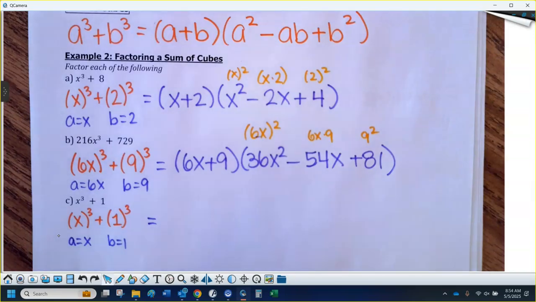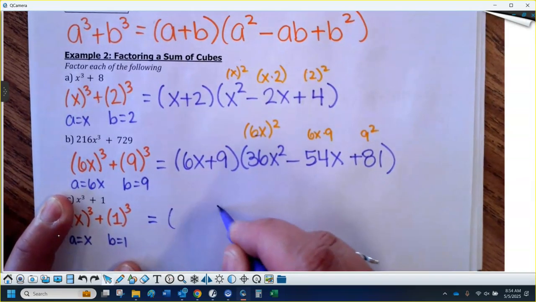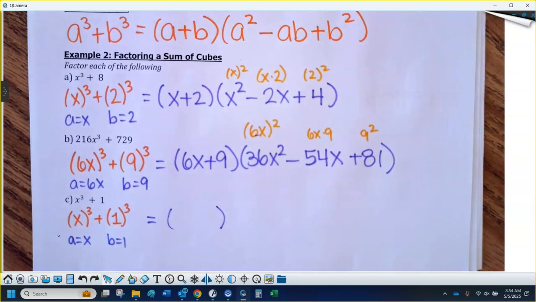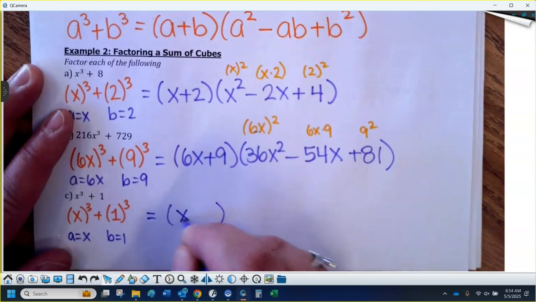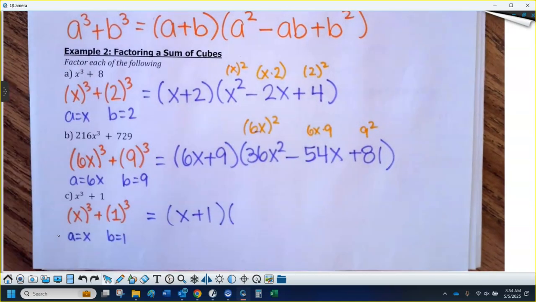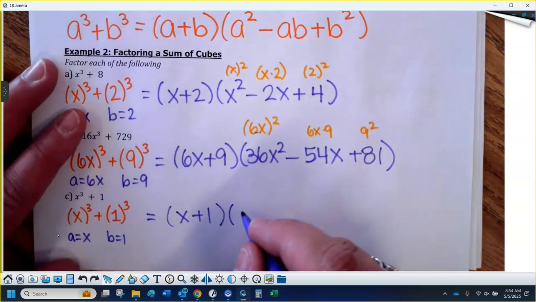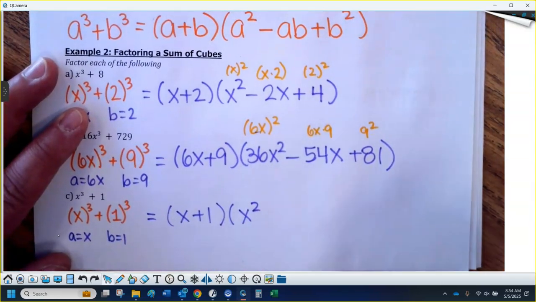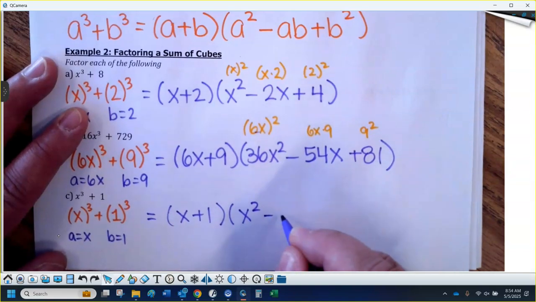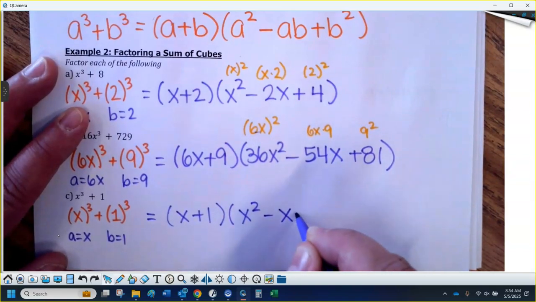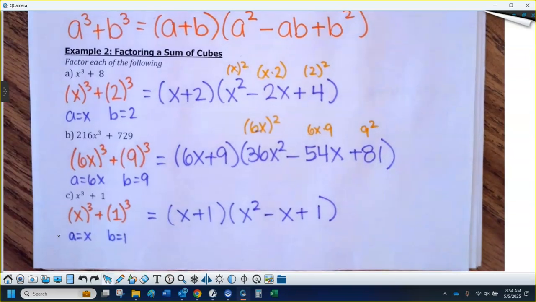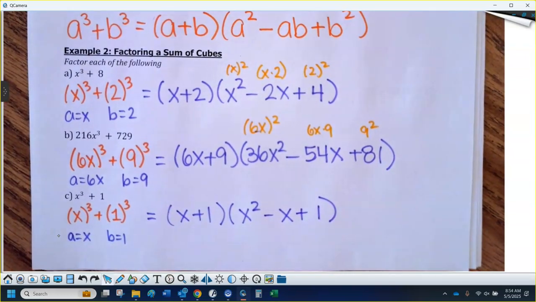What would you write for the little first set of parentheses? X plus 1. Okay. Then what would you write for your quadratic? Perfect. X squared. This one's kind of weird because you're just multiplying by 1, but it's just minus 1x, or just minus x, and then plus 1. If you did multiply that back out, I promise it would give you x cubed plus 1. Is anybody having a question about how to factor this?